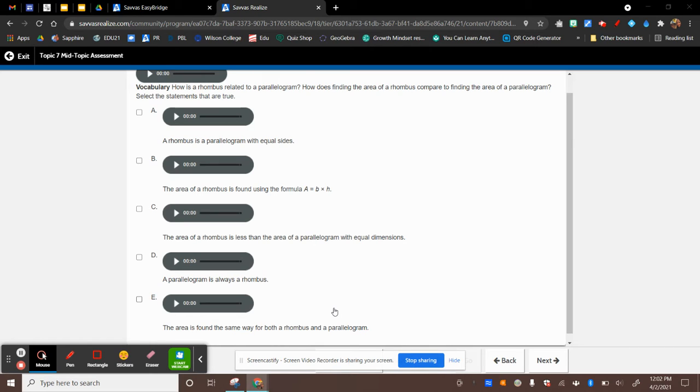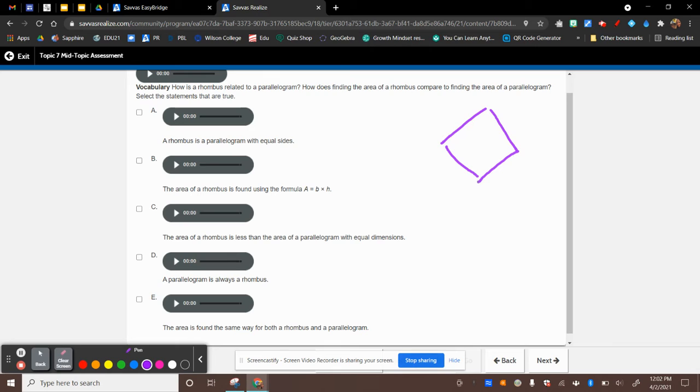Number one, it says, how is a rhombus related to a parallelogram? How does finding the area of a rhombus compare to finding the area of a parallelogram? Select all that are true. So for this particular one, there are three that are true. So the first thing you need to know is, what is a rhombus? So a rhombus is a parallelogram, but the sides are slanted. It kind of looks like a diamond.